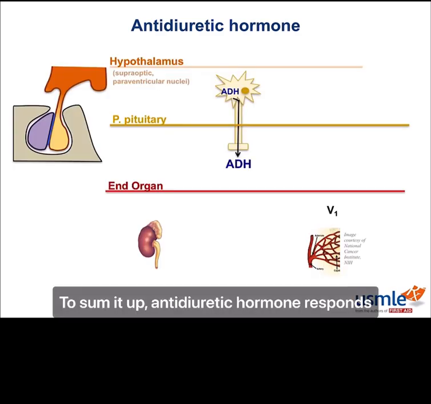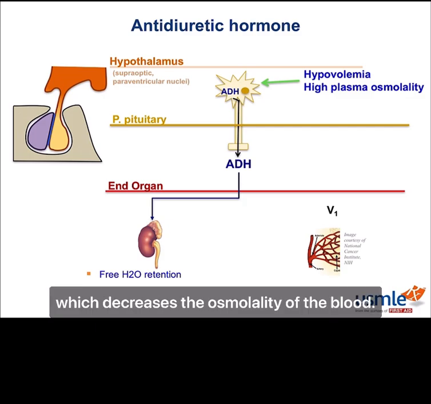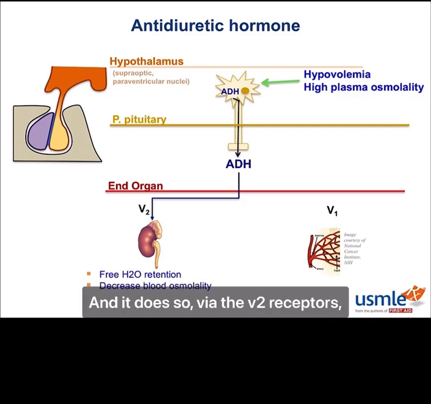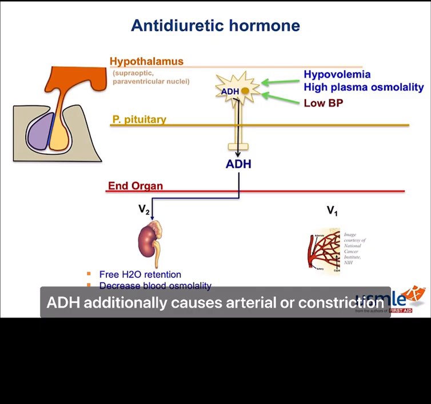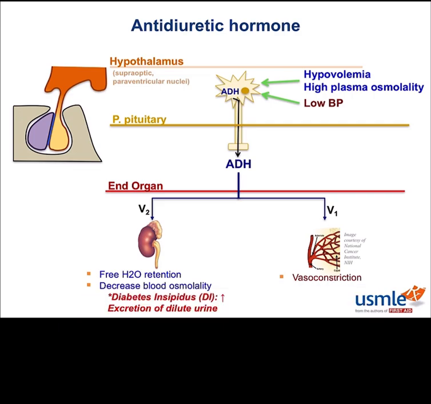To sum it up, antidiuretic hormone responds to hypovolemia and hyperosmolar blood by causing free water retention, which decreases the osmolality of the blood. And it does so via the V2 receptors on the distal tubules and the collecting ducts. In response to low blood pressure, ADH additionally causes arteriolar constriction via the V1 receptors, and this is what gives it the alternative name vasopressin.